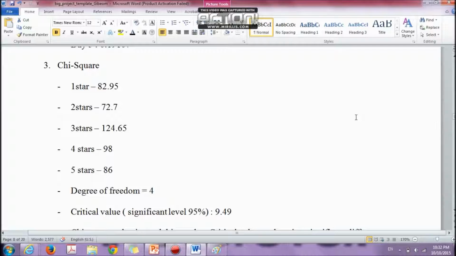Third, I did chi-square for each section, which is star 1 to 5. Chi-square is to know the difference between the expected value and my sample value. My significance level was 95%, which is 0.05. Degree of freedom was 4 and the critical value was 9.49. Every chi-square score was higher than the critical value, so it means there is a significant difference between the day 1 to 5 schedule and students' interest.